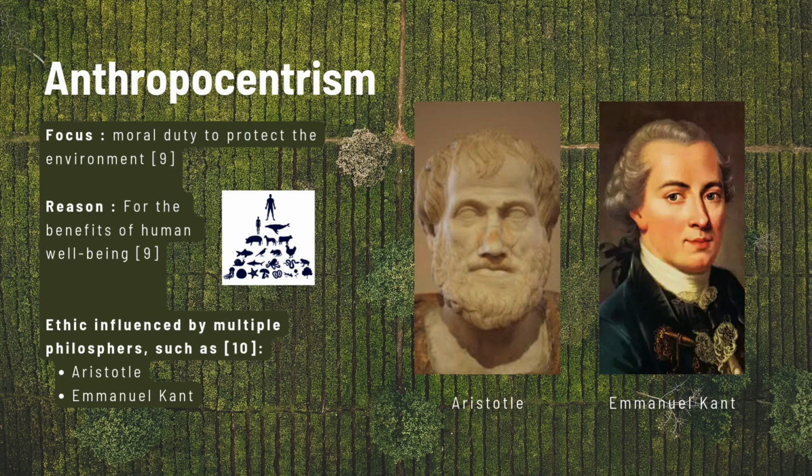Supporters of sustainable agriculture may adopt an anthropocentric perspective. In this view, humans have a moral obligation to protect the environment because environmental damage can harm human well-being, for example, through pollution. This ethic is derived from philosophers such as Aristotle, who argued that nature exists for human purposes, and Immanuel Kant, who suggests that cruelty toward nature may encourage cruelty toward other humans. Therefore, protecting the environment is considered morally important, not because it has worth, but because it benefits humans.